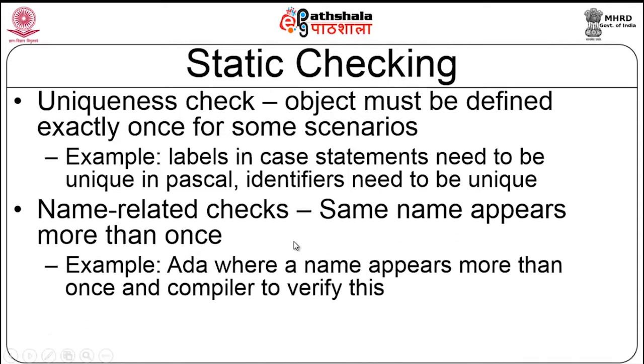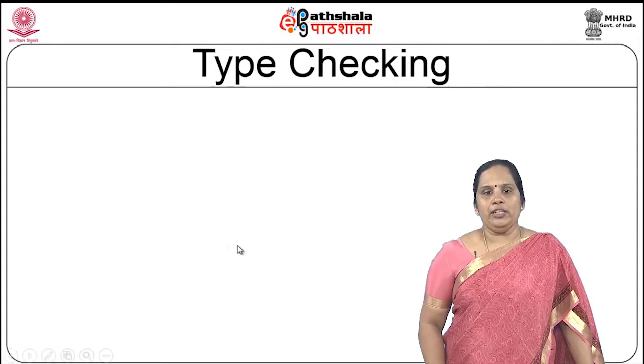The last type of static checking is name related checks, where it verifies whether the same name appears more than once, and if it does, whether it stays the same at the beginning or at any point of your statement in your program. So at every point of your program, if a particular variable name is used, the consistency should be maintained. That is what we do as name related checks.